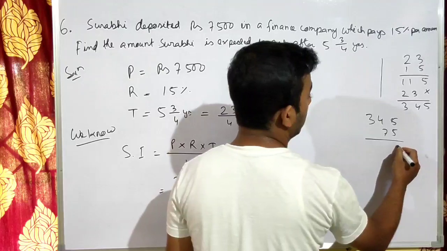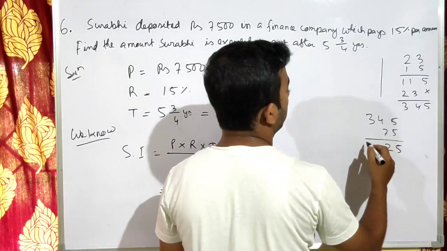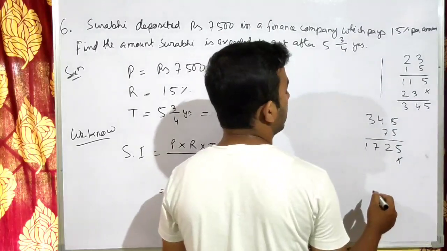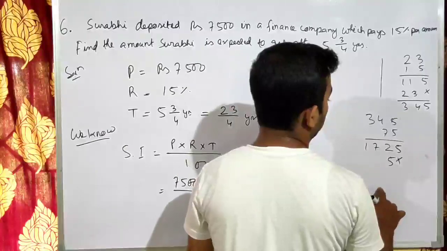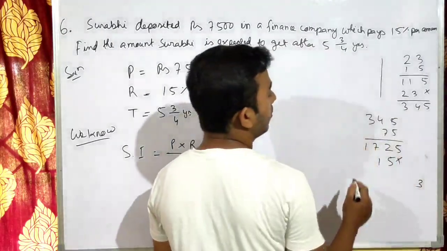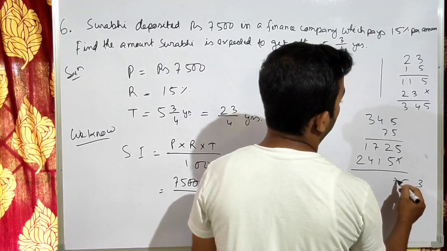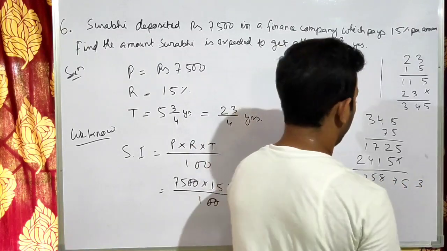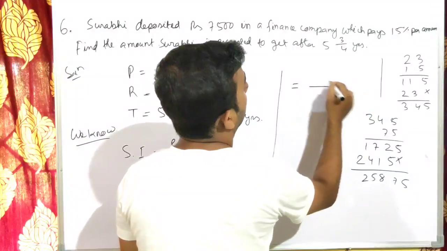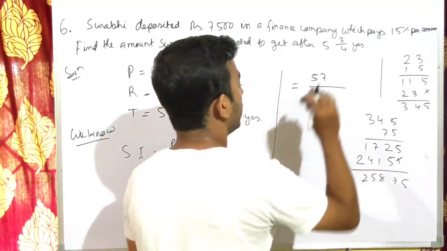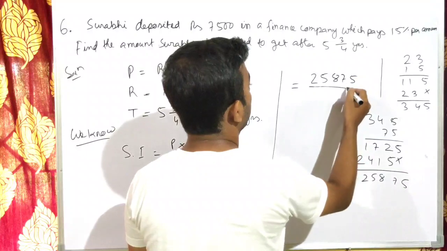5 into 5 is 25, remainder 2. 5 into 4 is 20, 22. 5 into 3 is 15, 17. Then 5 into 7 is 35, 3. 4 into 7 is 28, 28 plus 3, 31. Then 7 into 3 is 21, 21 plus 3 is 24. So we'll write it 25875 upon 4.